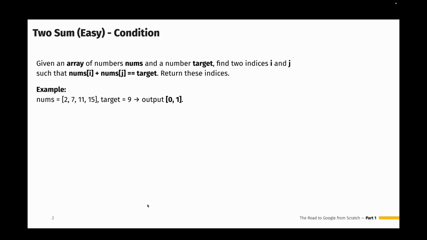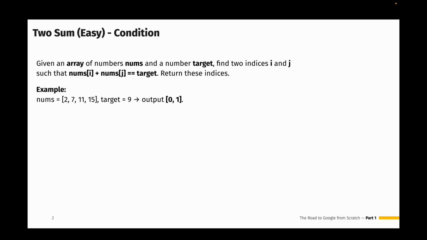So first of all, let's check the first example and what we are given. We are given an array of numbers, nums, and a number target. And we need to find two indices, i and j, such that nums[i] plus nums[j] is equal to target. And we need to return these indices.